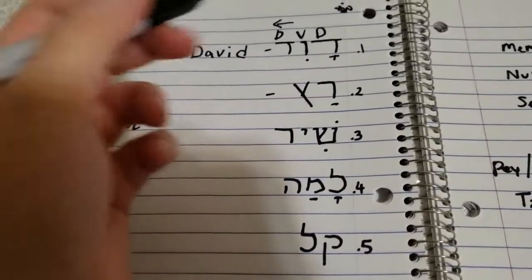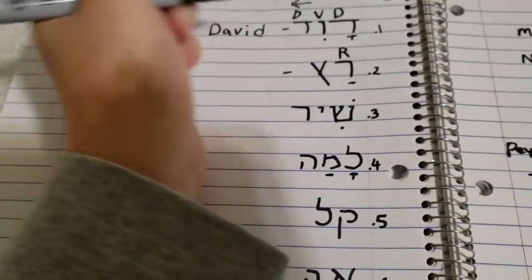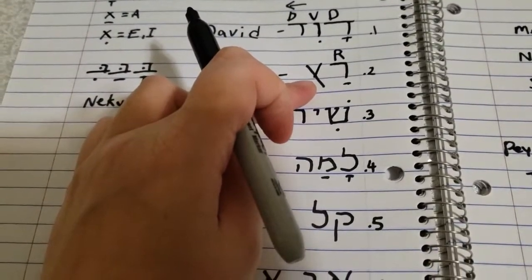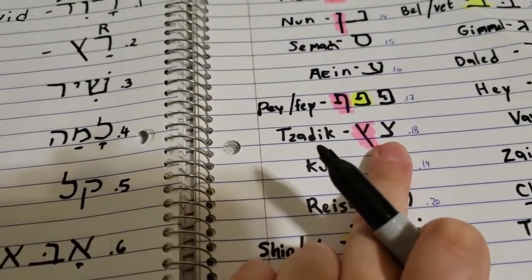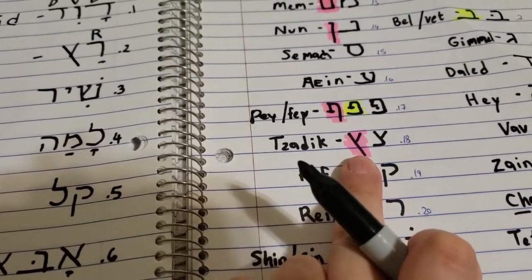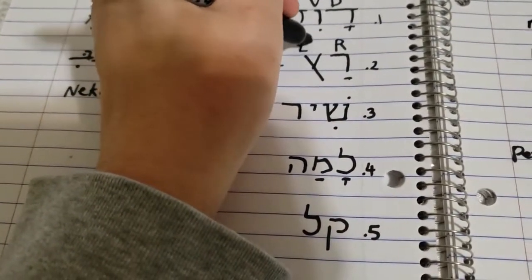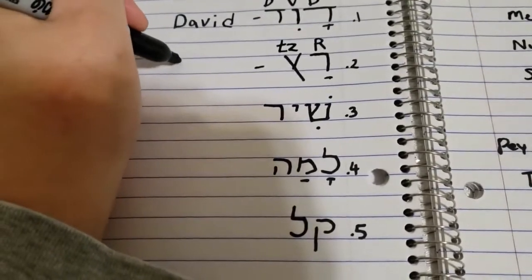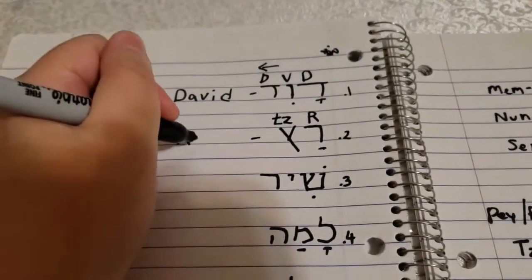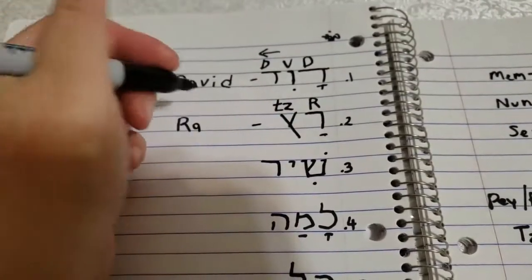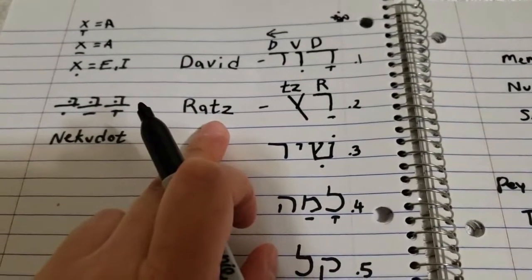Okay, next letter, does anybody remember what this is? This is Resh, R. And this is Tzadik Sofit. A Tzadik normally looks like this, but because it came at the end of the word, it has this ending. So TZ. Let's write it down. So R. And then we have this symbol, which is like an A. So RA. And then we have TZ. Let's say it. Ratz. Ratz means to run.